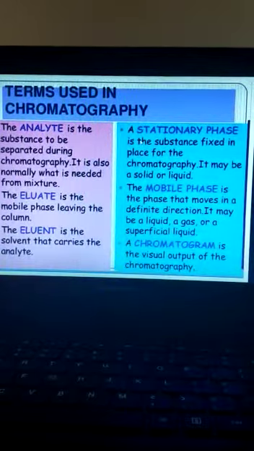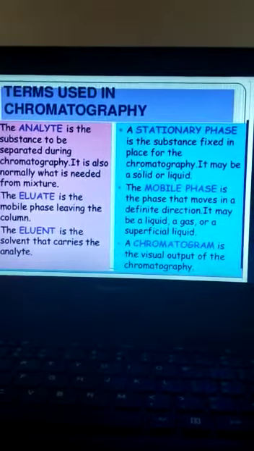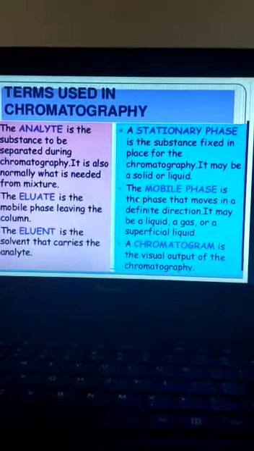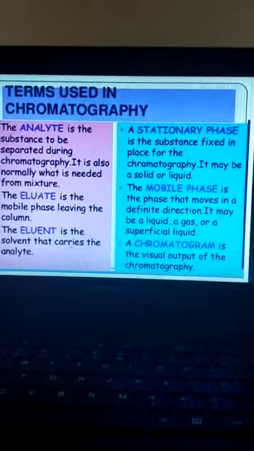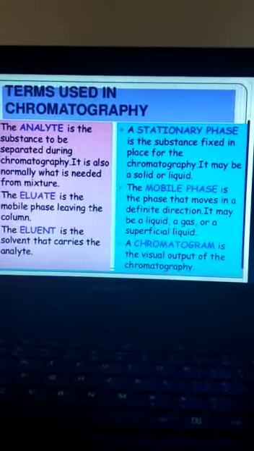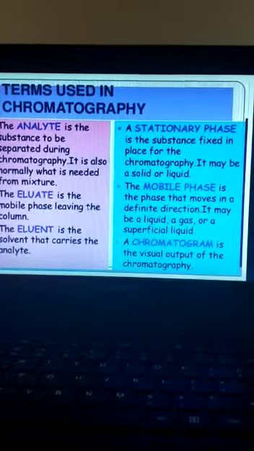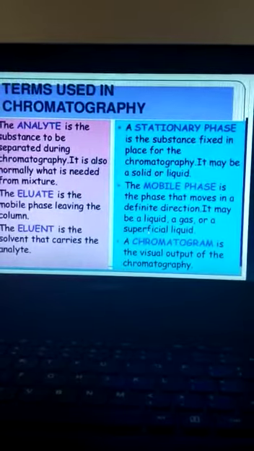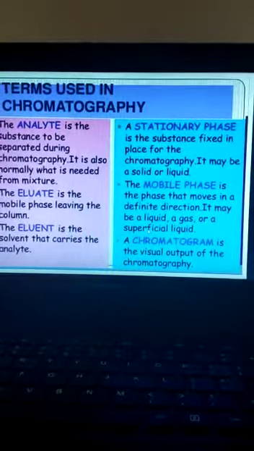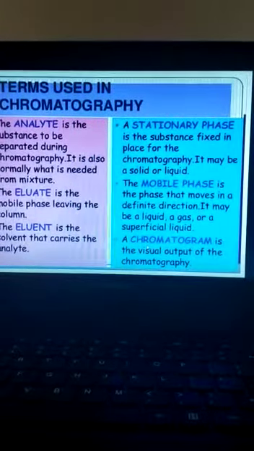The stationary phase is the substance that is fixed. In this case, it is silica. The mobile phase while entering is called the eluent. Outside, once it passes through the column and gets out, it is called eluate. It may be a liquid or a gas or a supercritical fluid. The visual output is called the chromatogram.